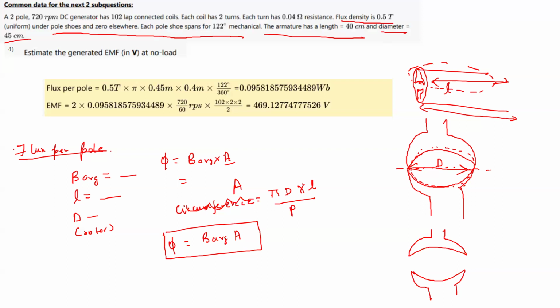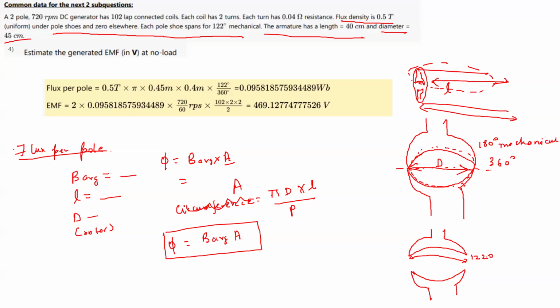Now here you see in this question I have assumed that this is 180-degree mechanical for each two poles, okay. I have considered that the degrees are 360 for the two poles. It is like, depending on the number of poles, the mechanical degrees get equally divided. But here they are saying that instead of making it a full circle, this is 122-degree. Okay, so they are saying that each pole shoe spans 122-degree mechanical.